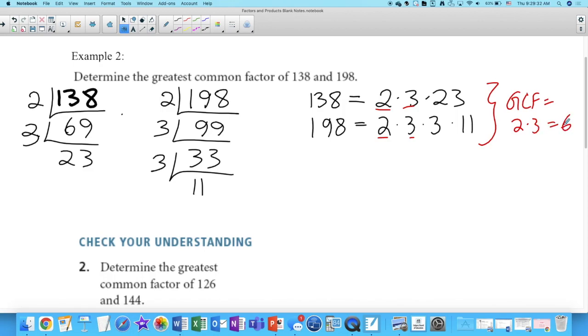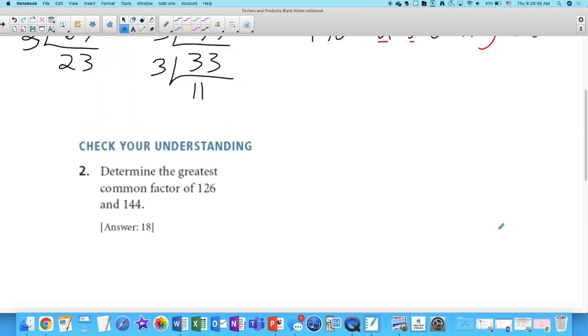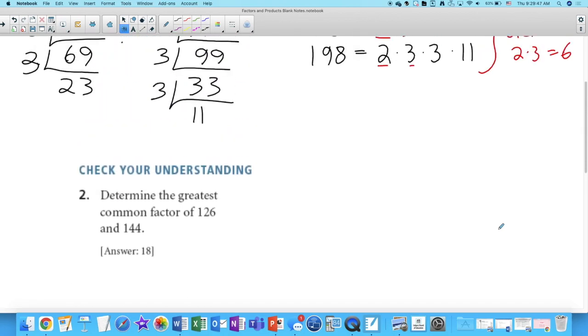Okay? All right. So what I want you guys to do is to try this one yourself. And then we're going to talk about least common multiple. I want you to use prime factorization to figure out the GCF of 126 and 144.